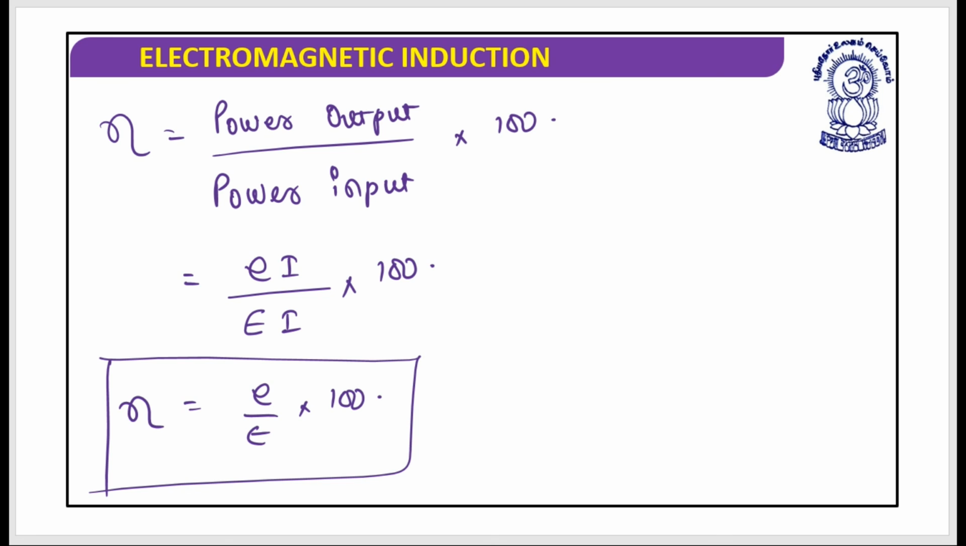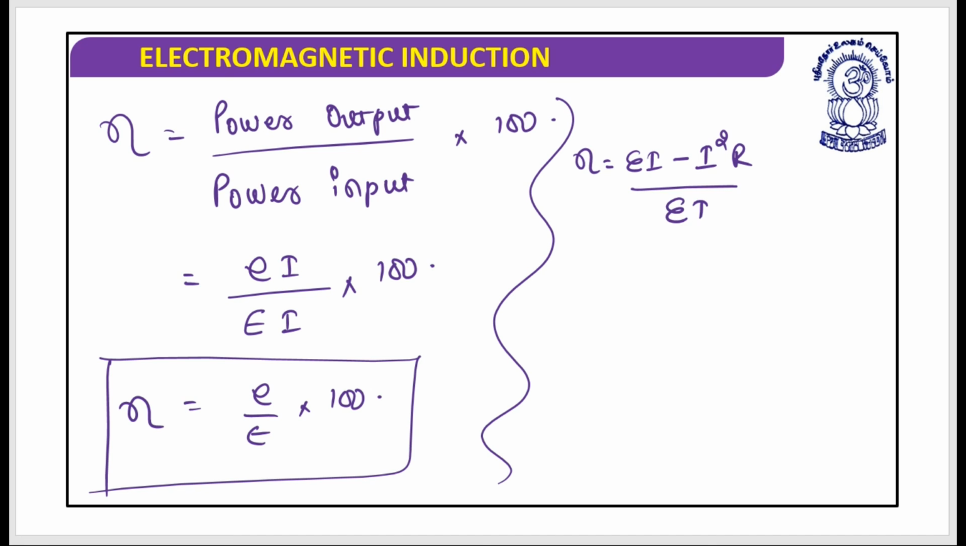Now one more thing, this can even be asked like this: efficiency equals EI minus I square R divided by EI, again multiplied by 100. So from this, certain formula based questions can be asked. Let's have a look at one of the questions.